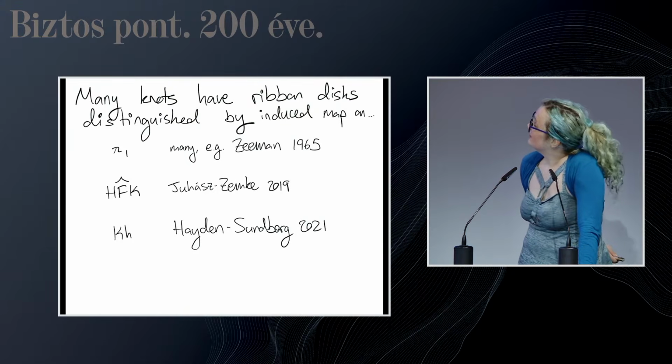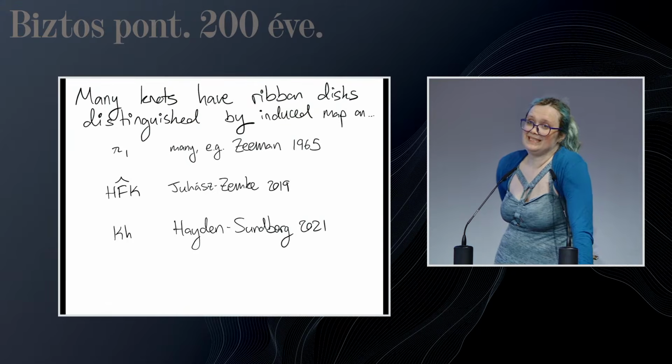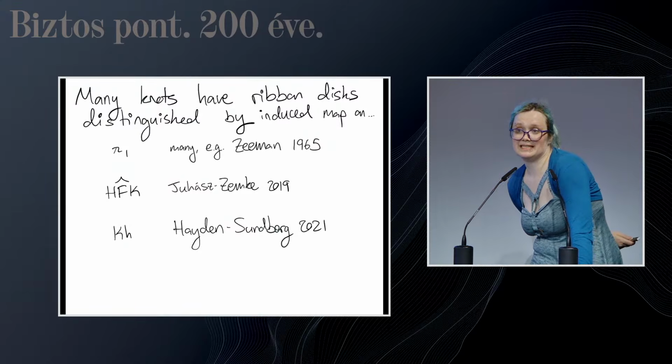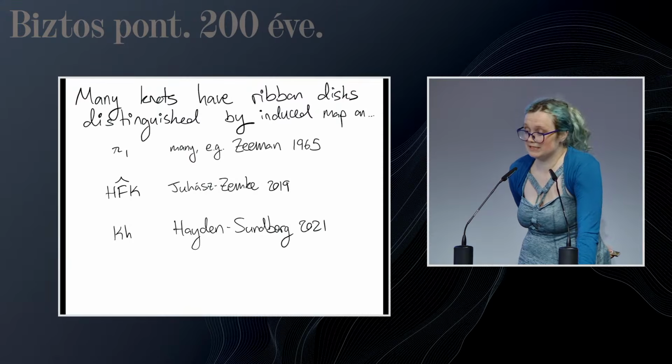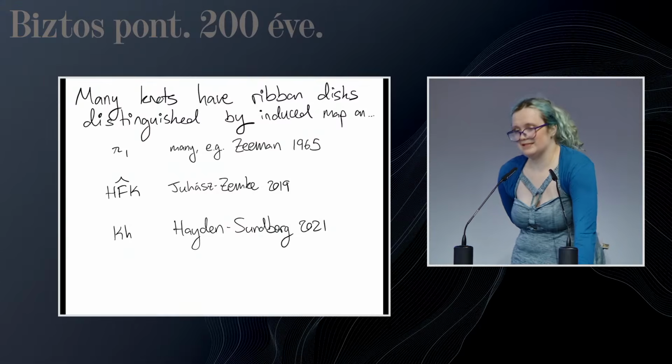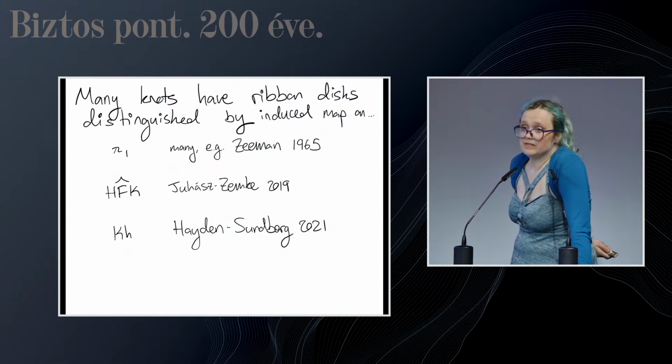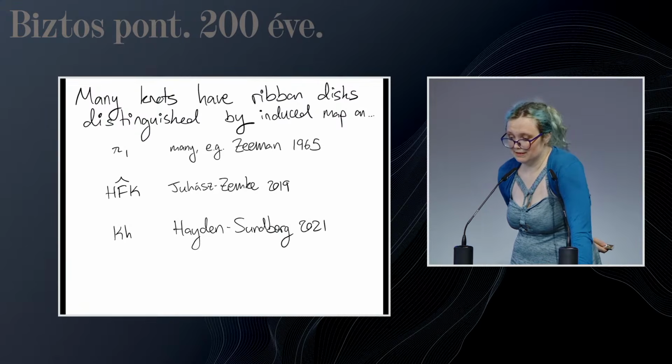So pi 1, by which I mean maybe the inclusion of S3 minus the knot to B4 minus the disk, is a way of distinguishing disks from each other. I put Zeeman as a reference just to indicate that this is something that we've known for a very long time, although maybe Zeeman's result was something to do with isotopy rel boundary, but still.